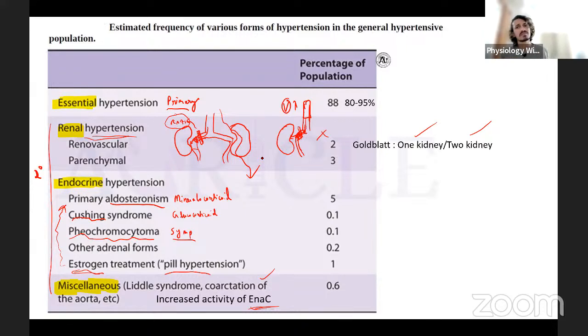Okay, so this is just in case somebody asks you what is Goldblatt hypertension and all, because especially for vivas, after your final exam, in the practical viva, I heard examiners ask about Goldblatt hypertension. So for those of you who want to answer this question, this is just a brief description.